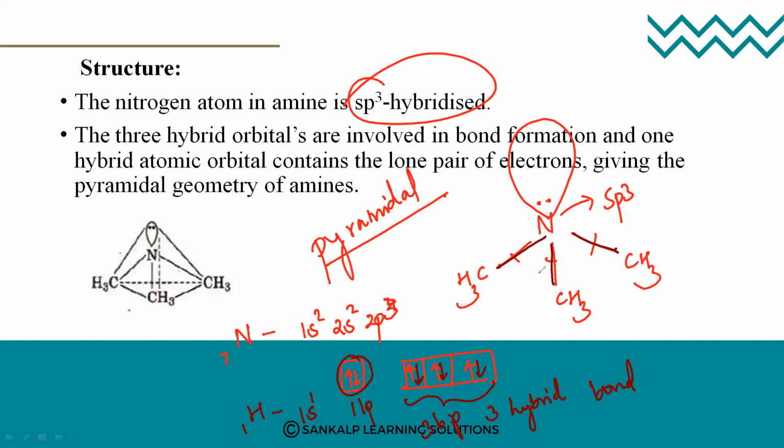Because of this lone pair, what shape do amines have? The amines have a pyramidal shape. Remember, the nitrogen in the amine is sp3 hybridized, so three bond pairs are formed between the nitrogen and the alkyl groups, and there is one lone pair, which gives a pyramidal geometry.